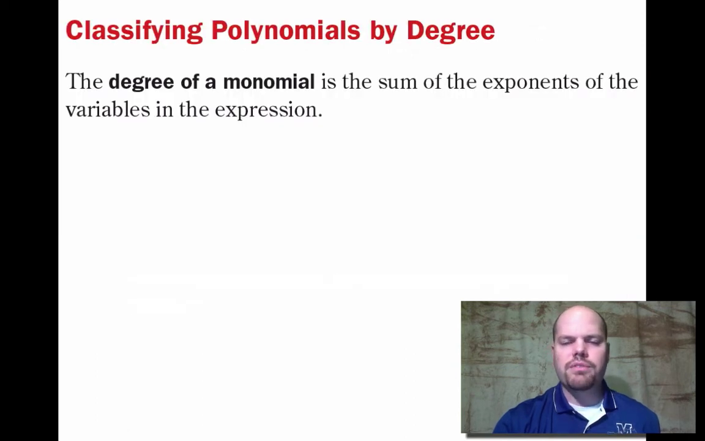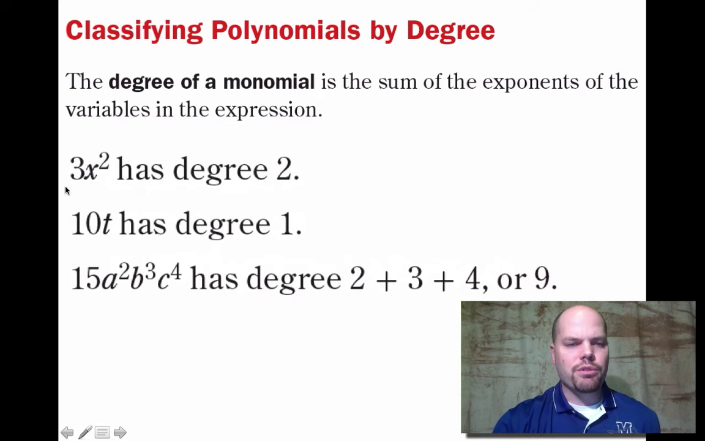All right, we could also classify them by their degree. So the degree of a monomial is the sum of the exponents of the variables in the expression. So 3x squared, that has a degree of 2. So if you add up all the sum of the exponents, there's only one exponent here, so that would be 2. 10t, that's like t to the first, so that has a degree of 1. Now this is a monomial because it's just one term of product. 15a squared b cubed c to the fourth, so it's the sum of the exponents of the variables, so 2 plus 3 plus 4, it's going to give you 9, so that's actually a 9th degree monomial there.